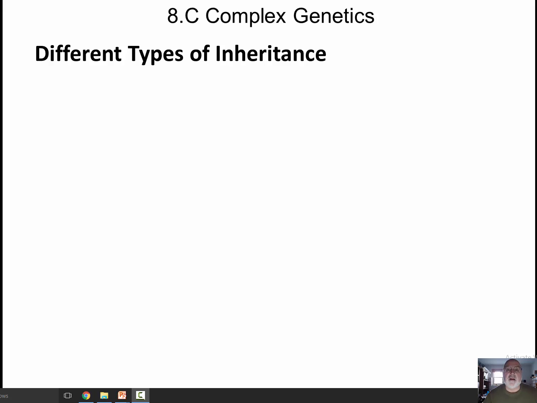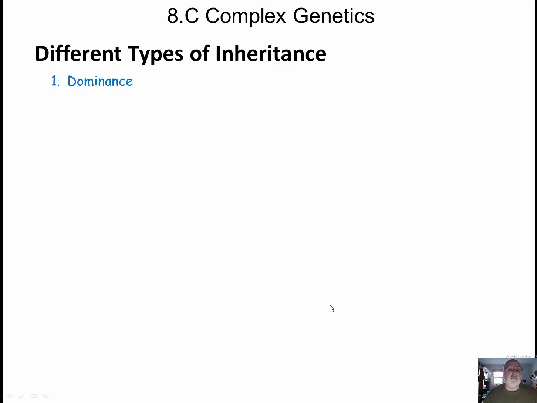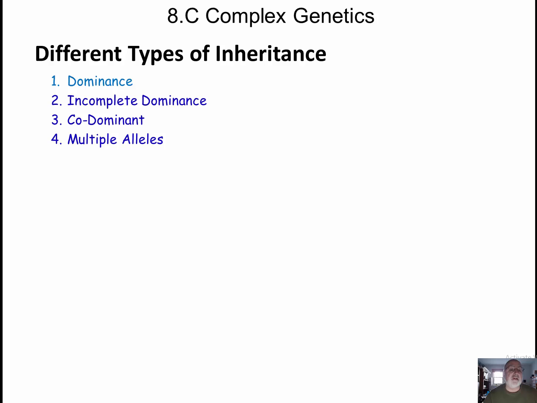Hello, this is HC. This is complex genetics, and this is when we actually see different types other than normal genetics. We've already sort of talked about dominance. Dominance, of course, is when we have one allele that masks over the outcome of the other. We're going to talk about incomplete dominance. We're going to talk about codominance. We're going to talk about multiple alleles, and then finally we're going to talk about sex-linked genetics.